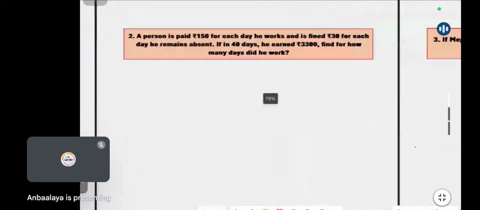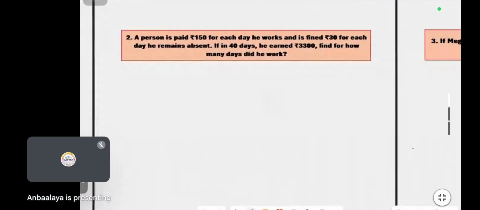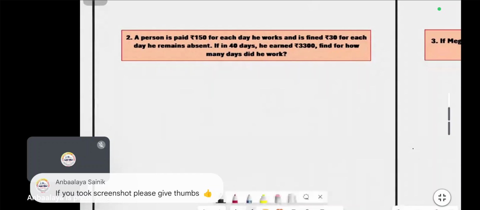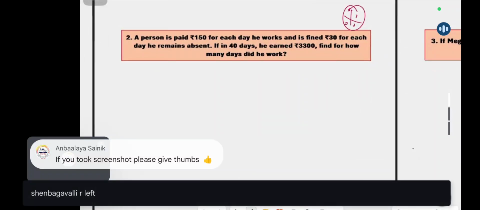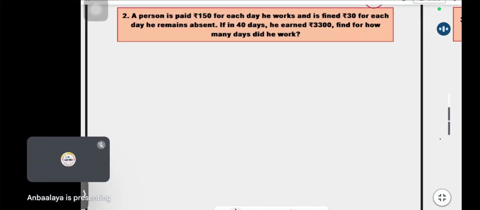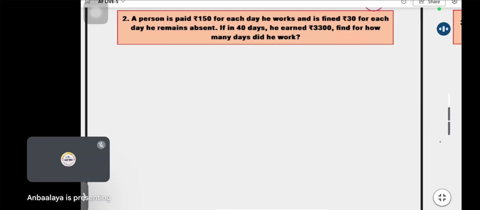We are going to the second question. This question is important for the quiz, so listen carefully. A person is paid rupees 150 for each day he works and is fined rupees 30 for each day he remains absent. If in 40 days he earns rupees 3,300, for how many days did he work?